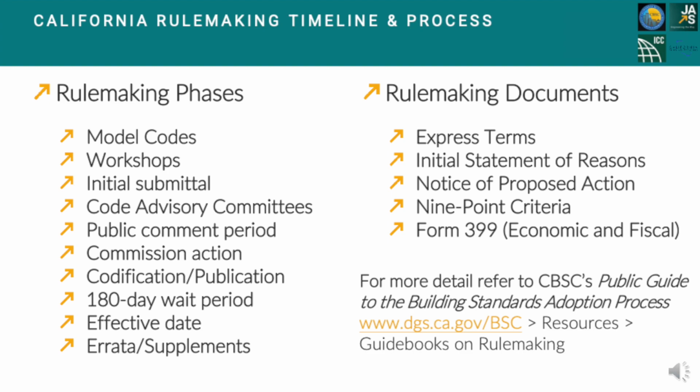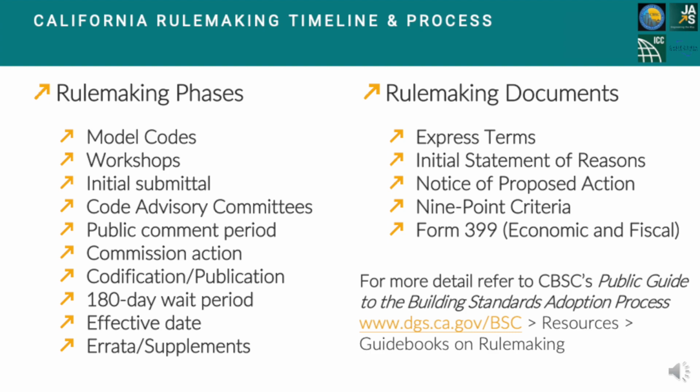The state agencies have an opportunity to modify the code changes based on the Code Advisory Committee's recommendations. Then they resubmit the rulemaking package to the Building Standards staff, and that begins the formal public comment period, which must be no less than 45 days. Additional comment periods may be needed to be conducted if a state agency chooses to make additional changes based on comments.